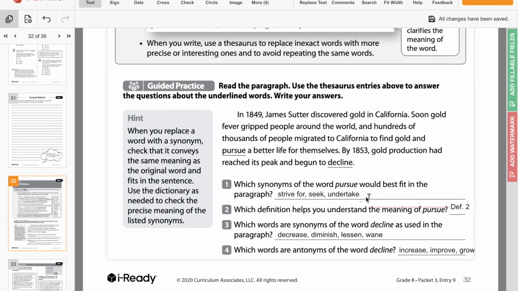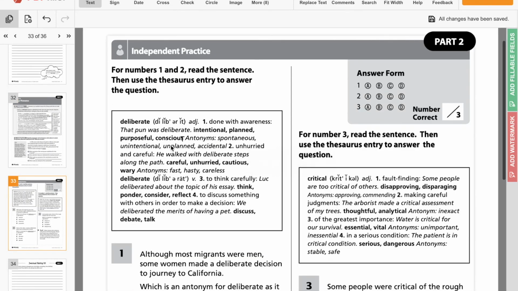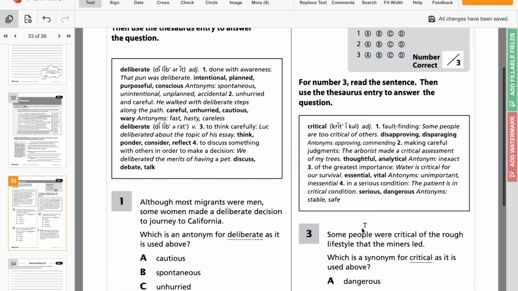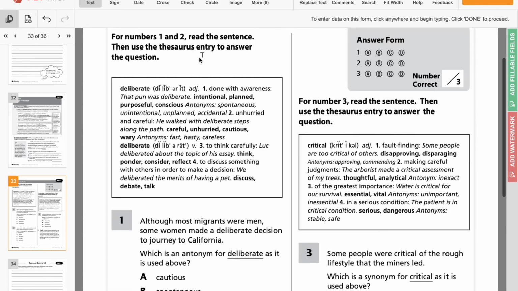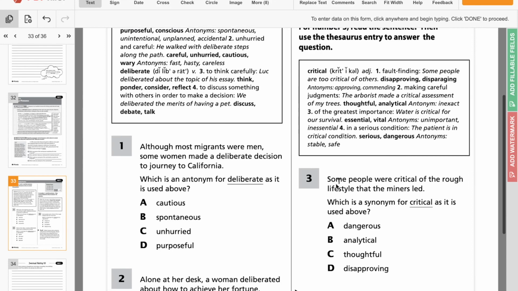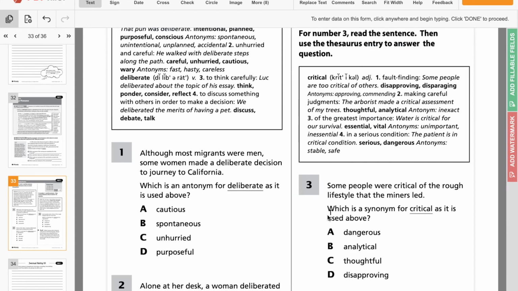So what you guys are going to do is you're going to go ahead and go to page 33 here. They already have the thesaurus entries for you, so you're going to do just what we did together and answer these questions 1 and 2 using this thesaurus, and question 3 using this thesaurus entry.